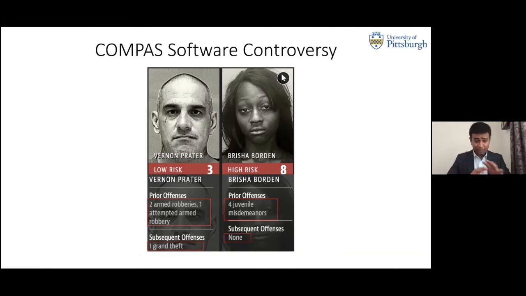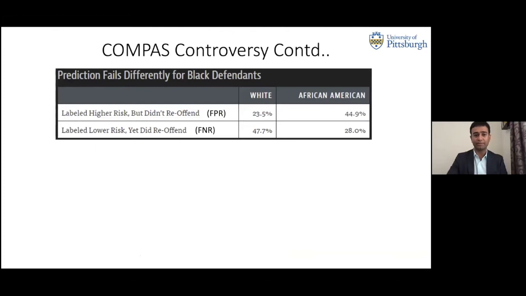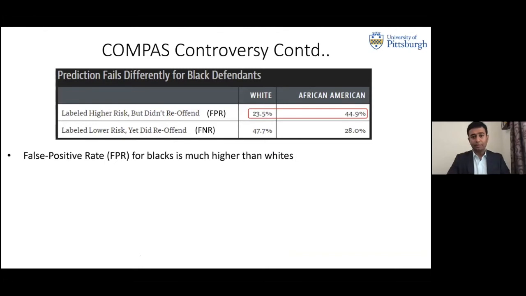So now let us dig deeper into why this problem might be happening. Now that we understand that there is some bias happening, let us first understand why it might be happening. What is the source of the bias? The problem is that the algorithm is failing differently for black versus white. To be precise, the false positive rate for blacks is much higher than for whites.